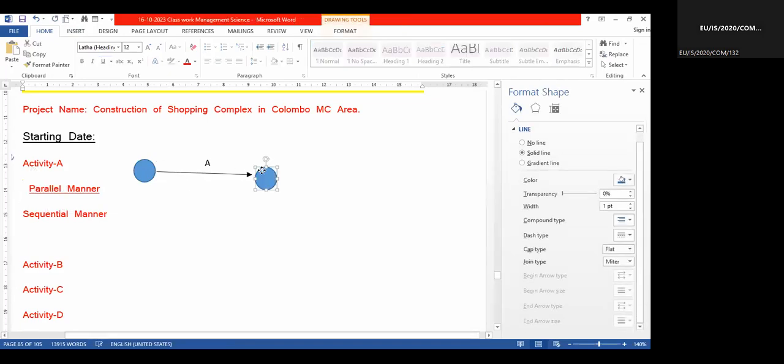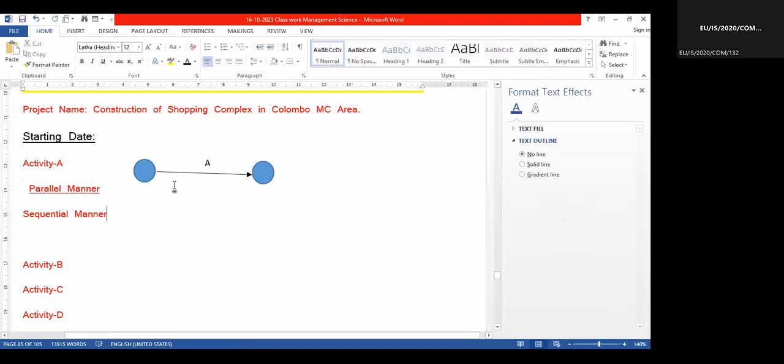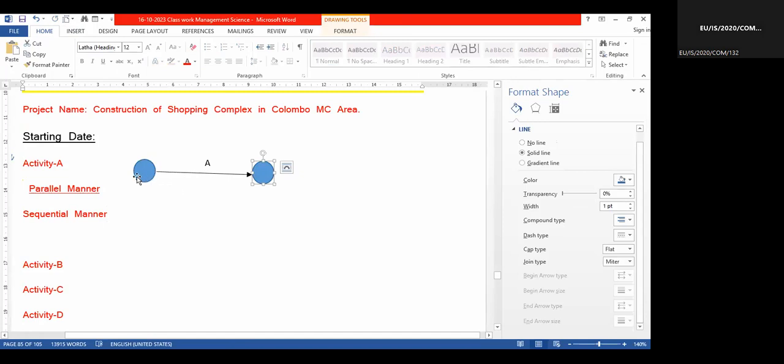Starting point and ending point. This is a head event. This is called event. This is called tail event. Head and tail. Head event and tail event. So every activity starts with a circle. Then we denote the activity A. Then end with the circle. So this is the tradition we are using to draw the activities, the network diagrams.